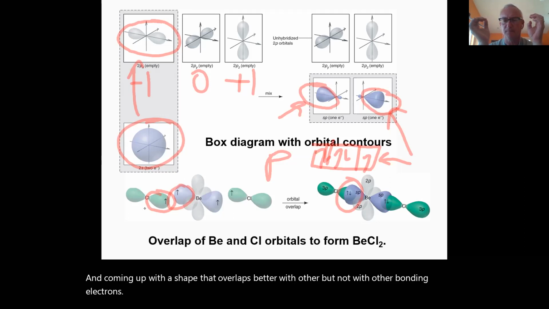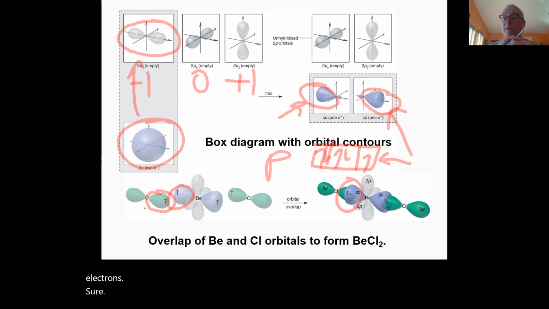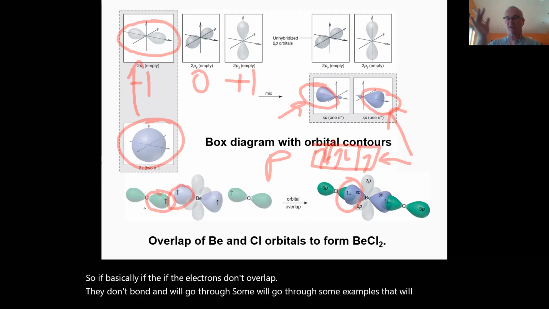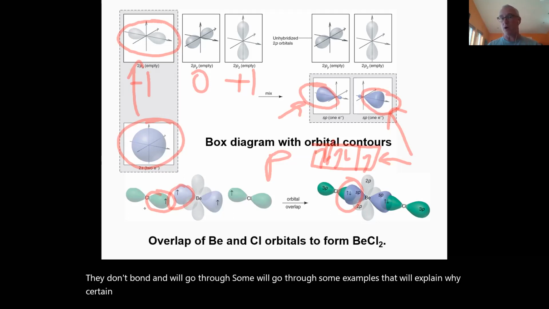I have a question. When do you know they overlap? Oh, well, you know they overlap when they bond. Oh, okay. So if the electrons don't overlap, they don't bond. And we'll go through some examples that will explain why certain electrons don't bond and certain electrons do.